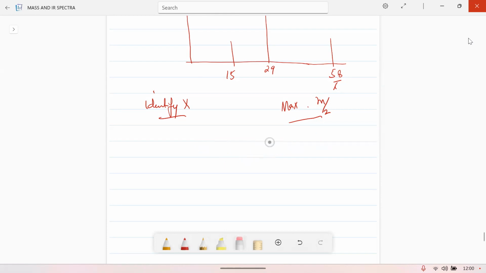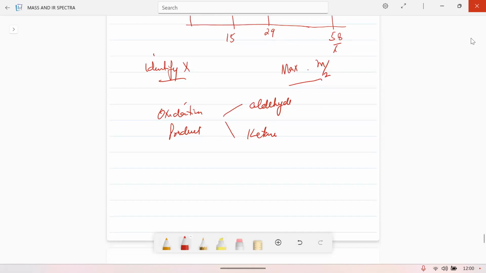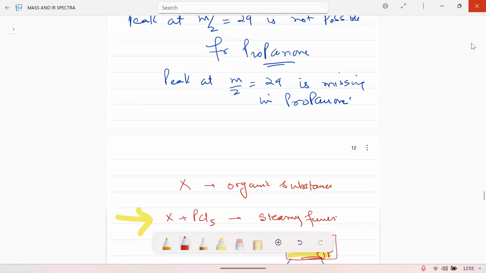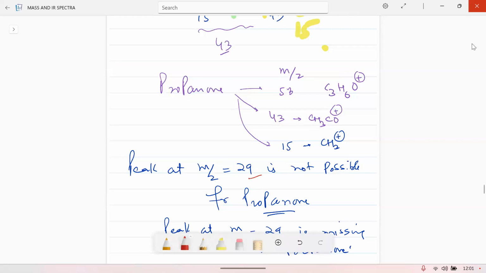You are doing the oxidation product. So the oxidation product can be an aldehyde or a ketone. Remember, the oxidation product of an alcohol, primary or secondary, can be an aldehyde or a ketone. So in this case, as we have done a few minutes back with the 58 m/z value, it would be C3H6O. Now I need to find out, is this for aldehyde or for ketone? We have done a few minutes back that with propanone, the peak at 29 will be missing. I have explained it over here.